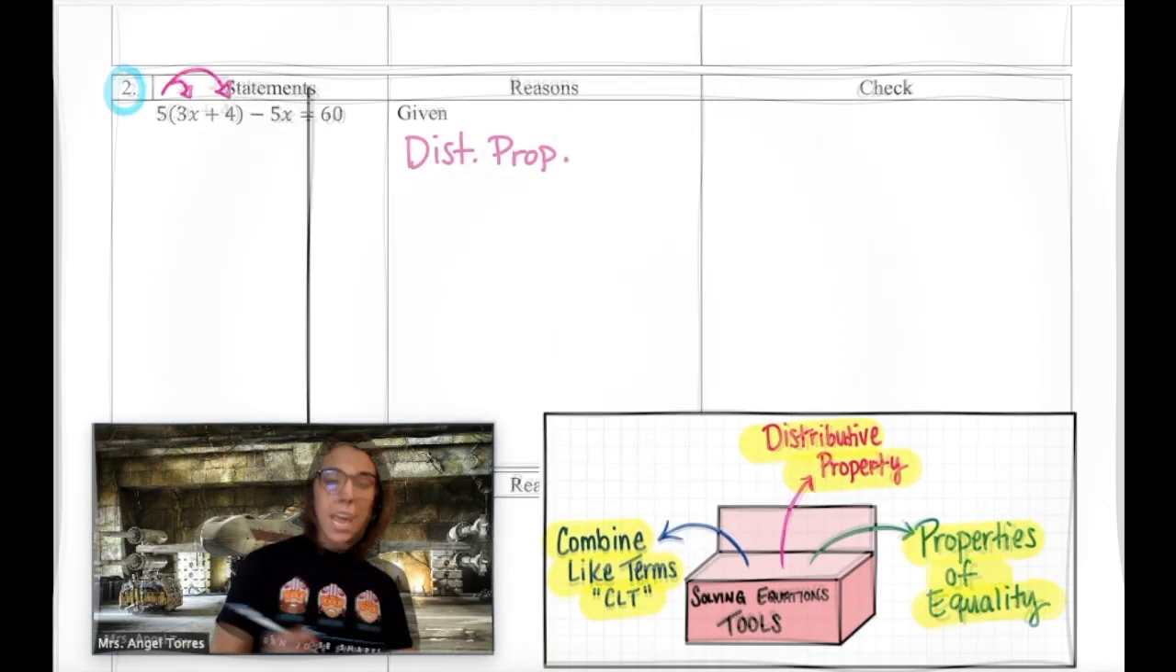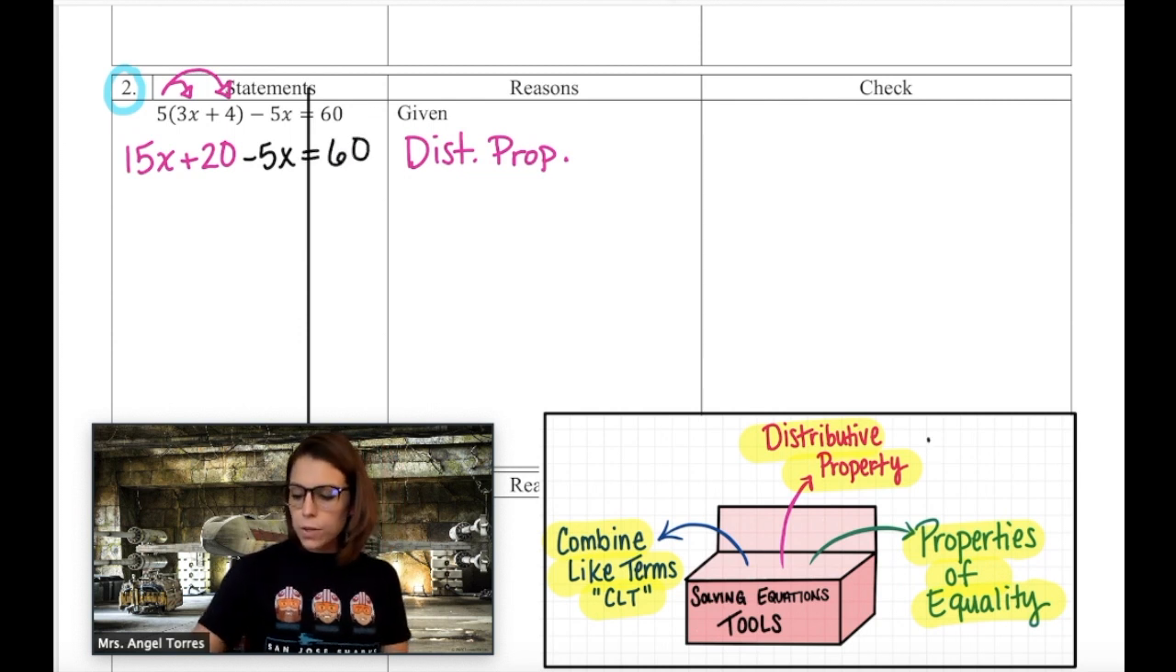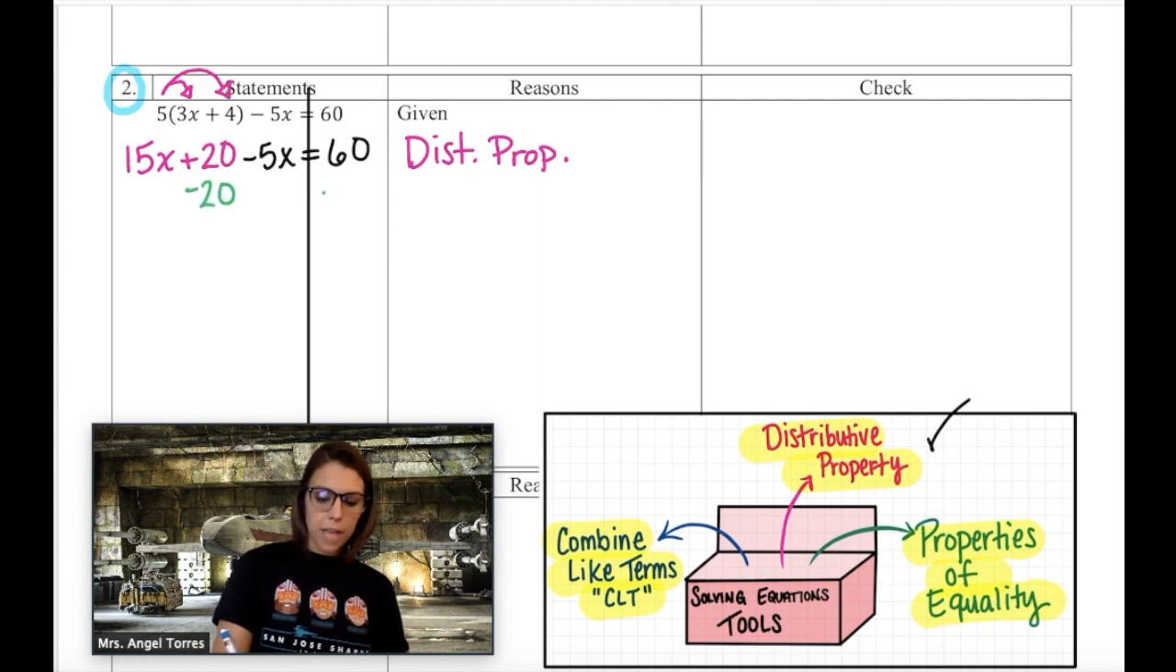distribute and simplify. 5 times 3x is a 15x. 5 times 4 is a positive 20. And then bring down my other terms. Minus 5x equals 60. So I've used my distributive property tool. What would come next here? Well, I have some options. I could go into my properties of equality next and subtract that 20 from both sides.